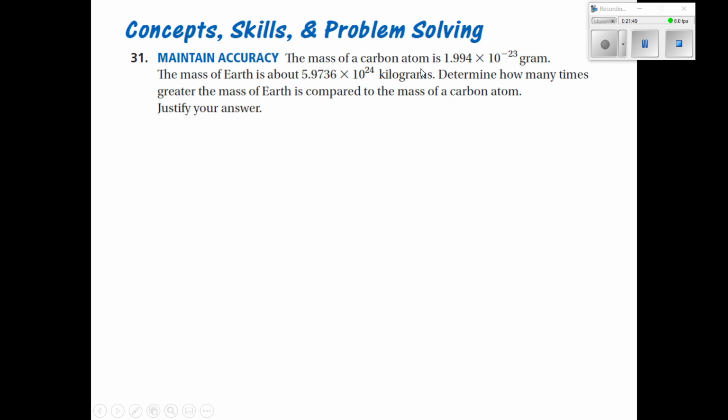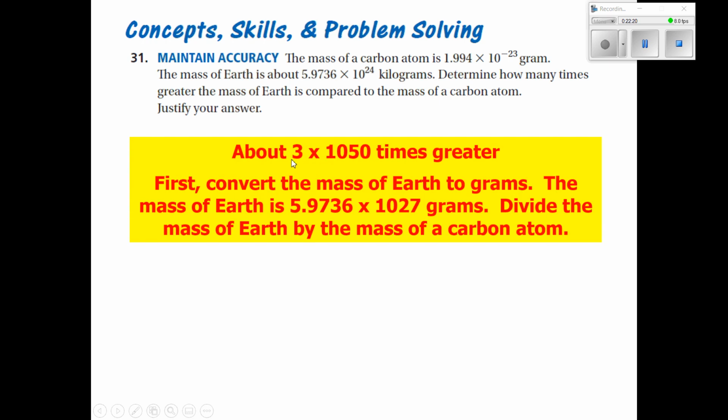The mass of a carbon atom is 1.994 times 10 to the negative 23 power grams. The mass of Earth is about 5.9763 times 10 to the 24th kilograms. Determine how many times greater the mass of Earth is compared to the mass of a carbon atom. Justify your answer. Well, it's about 3 times 10 to the 50 times greater. First, we have to convert the mass of Earth to grams.